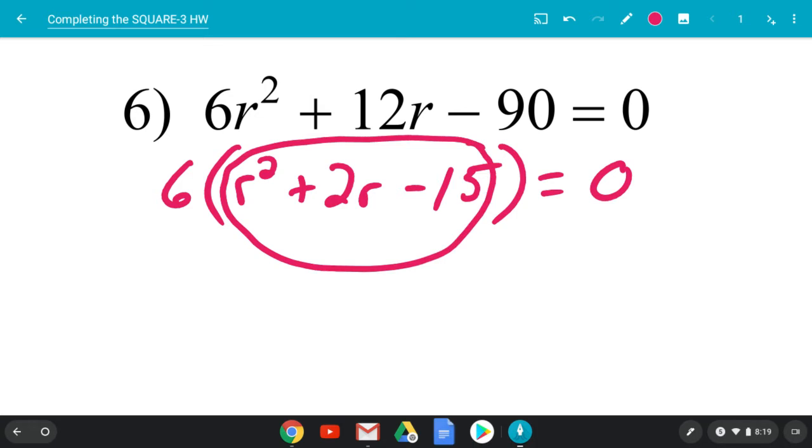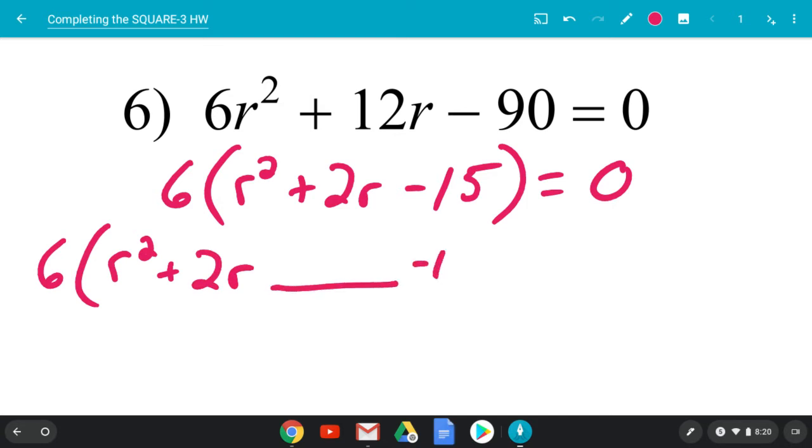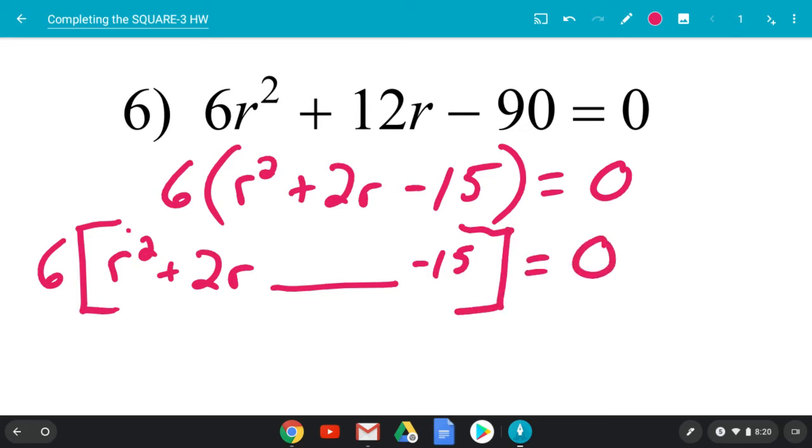Just that, okay? Is that a perfect square trinomial? No, it's not. But can I complete the square? Sure, just like I did before. So I'm going to rewrite the problem. r squared plus 2r minus 15. Now, this outside parenthesis, I'm going to change that to a bracket just to make it look a little different. Is that okay? Because I also have to put a parenthesis in here, just like I always have.